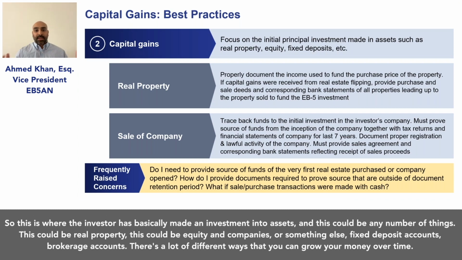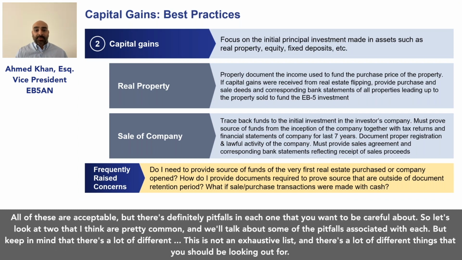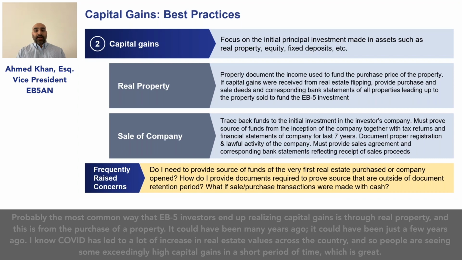So this is where the investor has made an investment into assets, and this could be any number of things. This could be real property, equity in companies, fixed deposit accounts, brokerage accounts. There are a lot of different ways that you can grow your money over time, and all of these are acceptable, but there are definitely pitfalls in each one that you want to be careful about. So let's look at two that I think are pretty common, and we'll talk about some of the pitfalls associated with each. But keep in mind that this is not an exhaustive list, and there are a lot of different things that you should be looking out for.